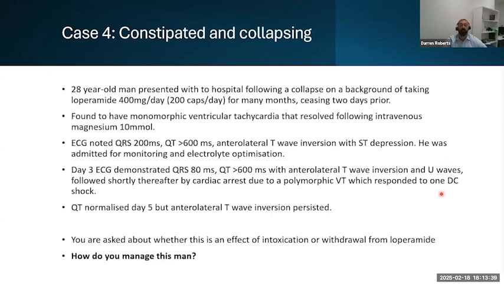Probably some of you are thinking, I'm glad I don't work in emergency anymore. Maybe some of you are missing it. But by day 5, his QT is now normalized. So it's a very long admission. And so the question is asked, did this actually relate to the loperamide? Is it due to something else? Is he intoxicated? Or maybe it's even loperamide withdrawal. So what are your thoughts on that?